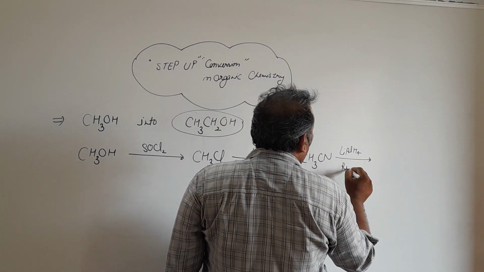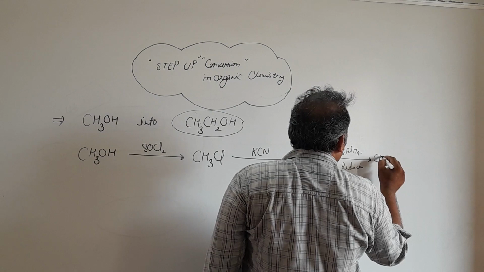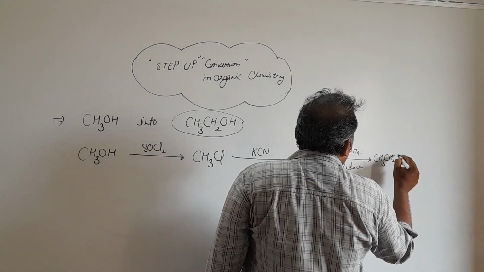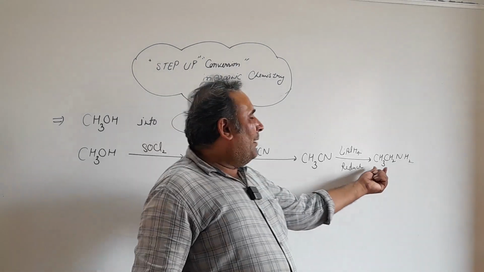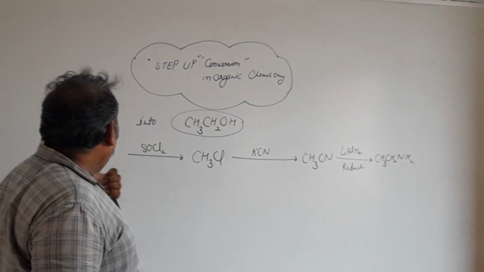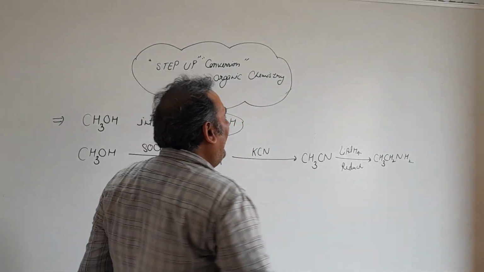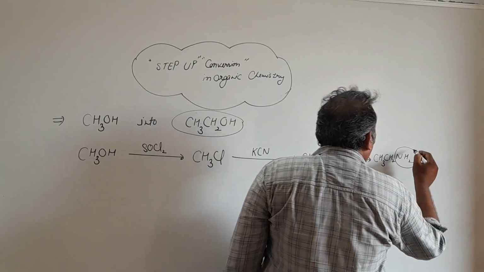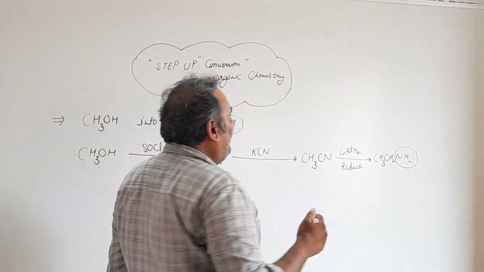Through its reduction we can get CH3CH2NH2. Now you can clearly observe that the number of carbons has increased. We are starting from one carbon, but here there are two carbons. Now the NH2 group can be converted into an OH group through HNO2, or nitrous acid.